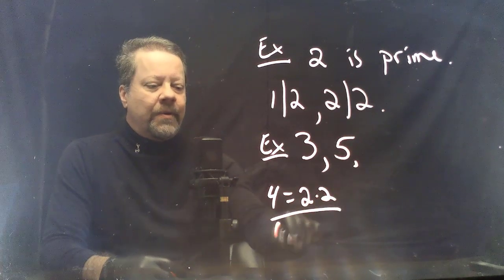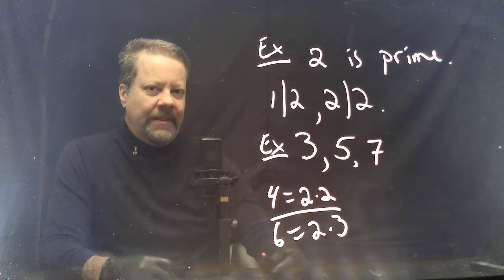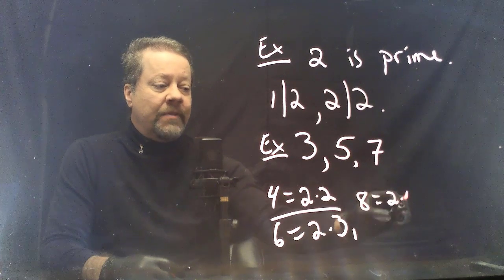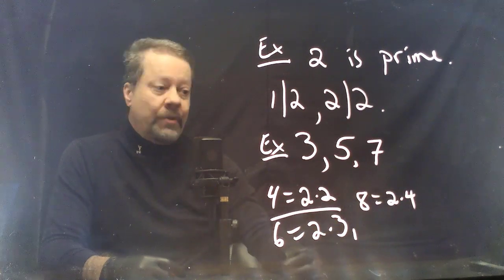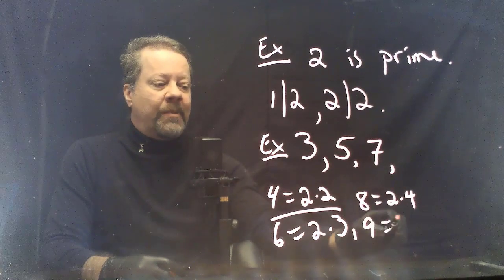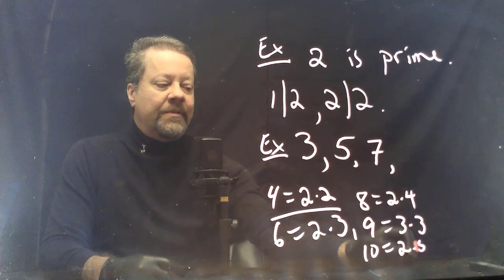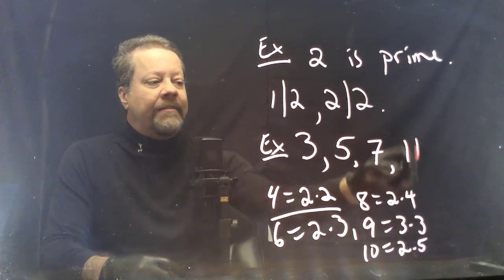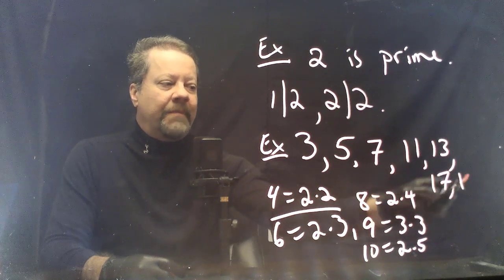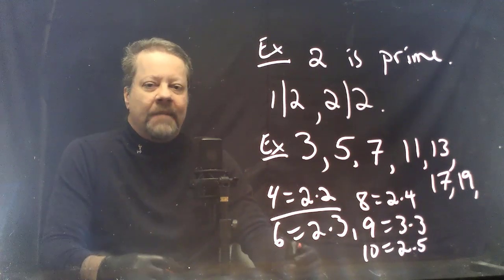6 is, of course, not, as we mentioned before. It's 2 times 3. 7 is a prime. But 8 is not. 8 is 2 times 4, or 2 times 2 times 2. And 9 is not a prime because it's 3 times 3. 10 is not a prime. It's 2 times 5. But 11 is a prime. 13 is a prime. 17 is a prime. 19 is a prime. These are all primes. There are a large number of primes.